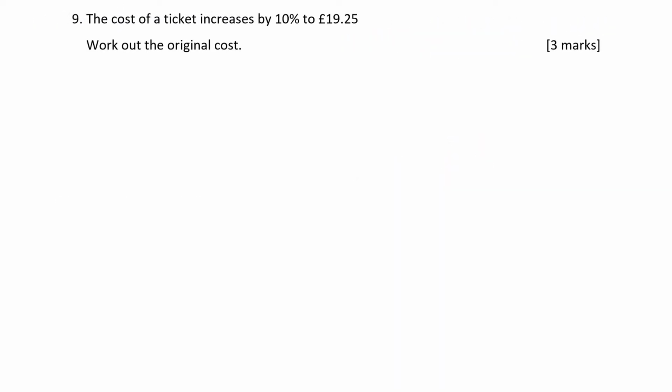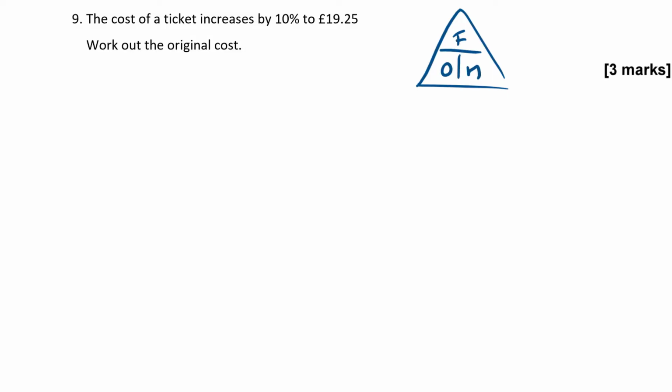The cost of a ticket increases by 10% to £19.25. Work out the original cost. Okay. Now I always do my percentage questions using this triangle, final, original, multiplier. You just cover up the one that you want to find, and then that will give you the equation that you need. So here, final, well, I'm working backwards, aren't I? So I've been given the cost after the increase. So the final is 19.25.